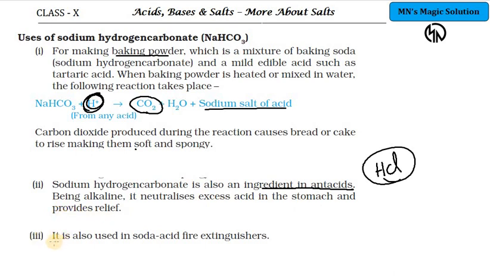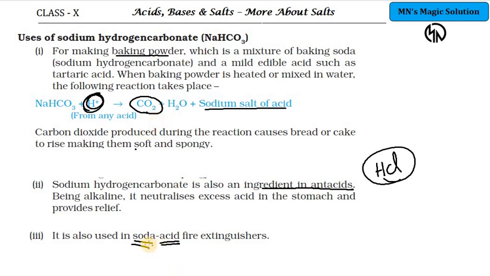And the last use is in the soda acid fire extinguisher. Soda is nothing but baking soda, or NaHCO3, and it also has an acid. So what will happen when these two react with each other? For sure, you know that when baking soda reacts with acid, carbon dioxide gas comes out. And carbon dioxide gas is used in fire extinguishers. When you open the fire extinguisher, carbon dioxide gas comes out and thereby extinguishes the fire, as carbon dioxide is a non-supporter of combustion.